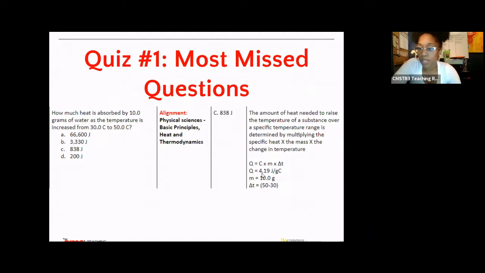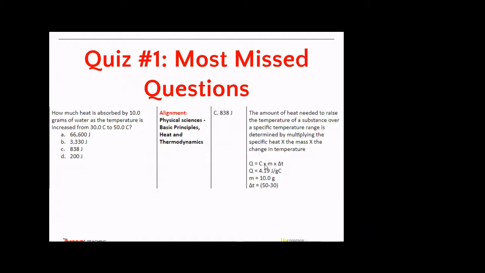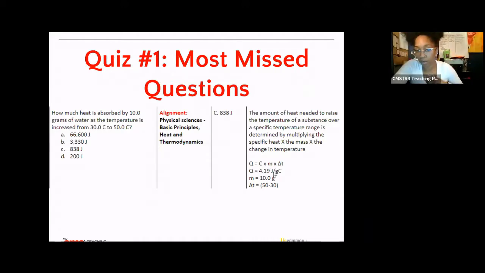So in Q equals MC delta T, M stands for mass, C stands for the specific heat of water, and delta T, like we said yesterday, delta means change, T for temperature. In that table, it will also tell you that the specific heat of water is 4.18 or 4.19 joules. So to calculate the Q, which Q stands for heat, you just multiply the specific heat times the mass times the change in temperature.